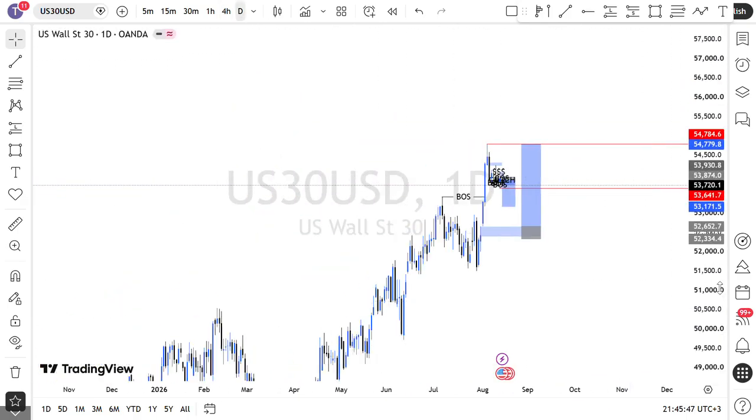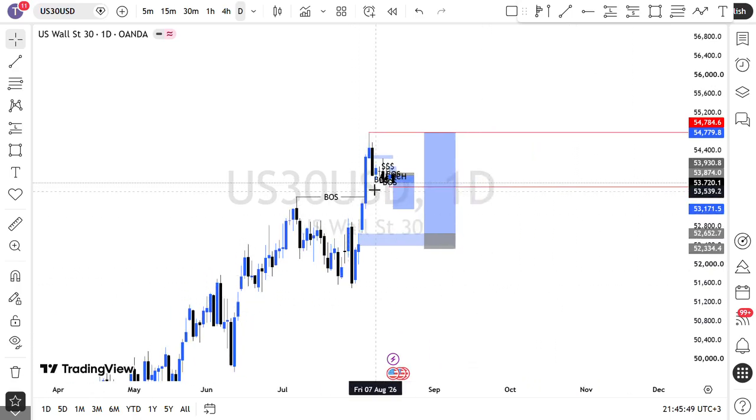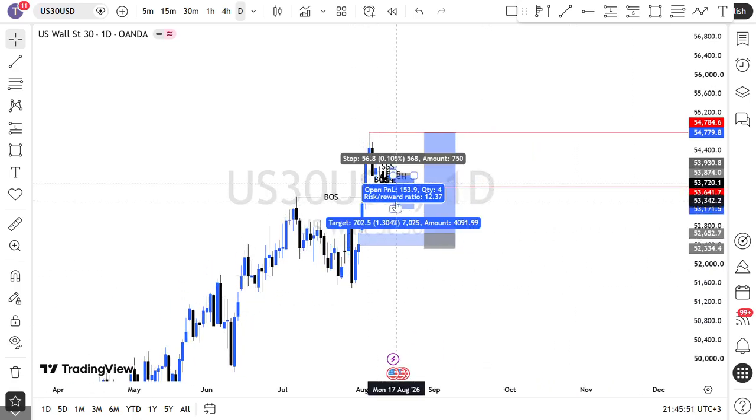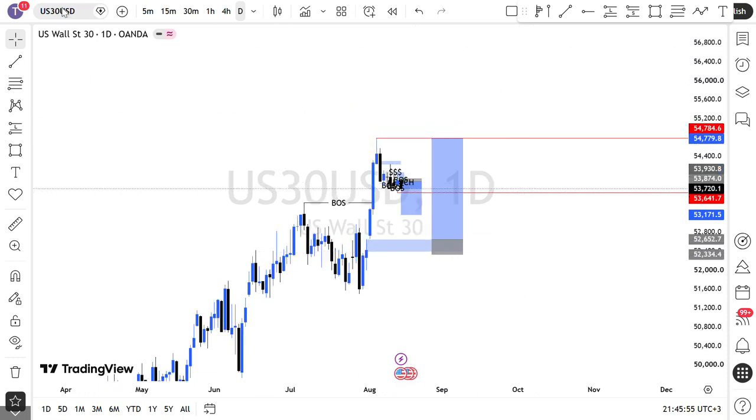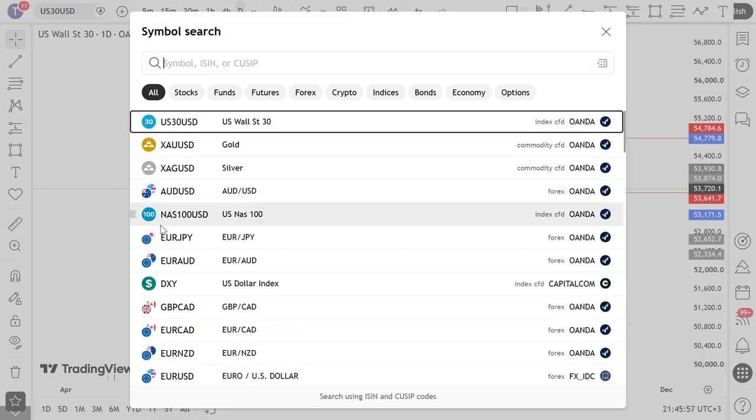So that is what I expect on US30, guys. Let us wait for price to come back down and try to fill in these fair value gaps before we look for more buys to the upside. So if you have a different opinion, don't forget to comment down below in the comment section.